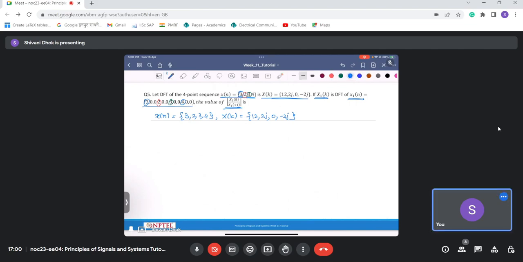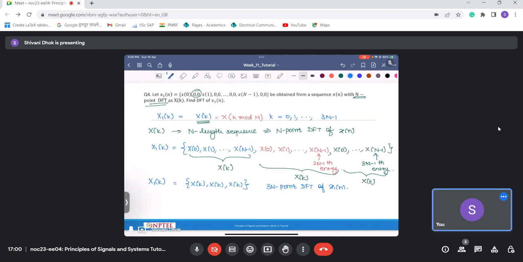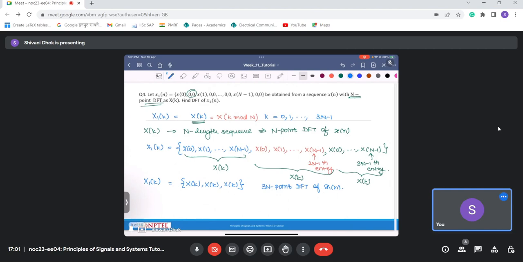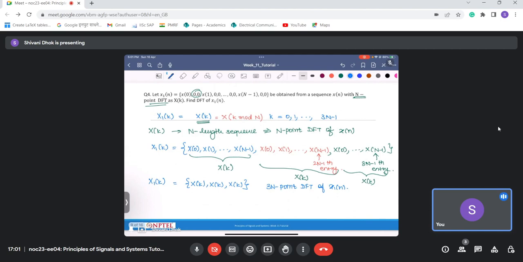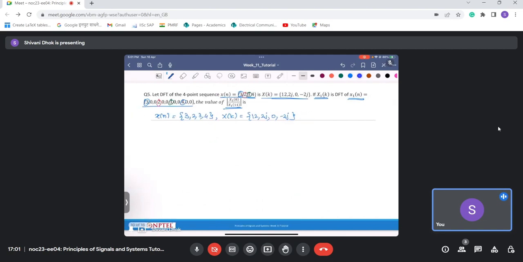So this is exactly the setup that we are having here. We had seen that if I insert two zeros after every value, then this x1 of k will be a repeated version of xk. So x1 of k is basically xk repeated three times. So this is 12, 2j, 0, minus 2j. Then again I'll repeat it one more time, 12, 2j, 0, minus 2j. Then 12, 2j, 0, minus 2j.